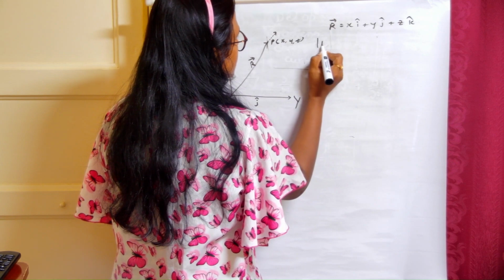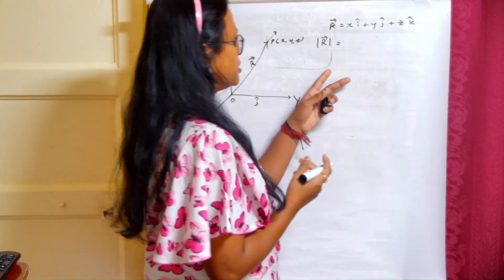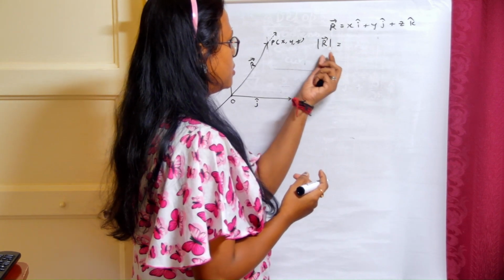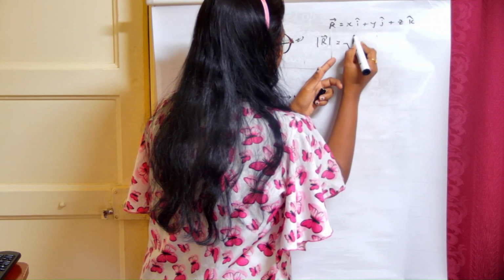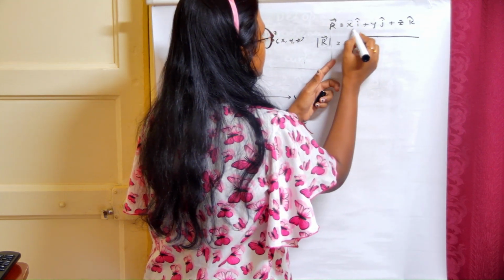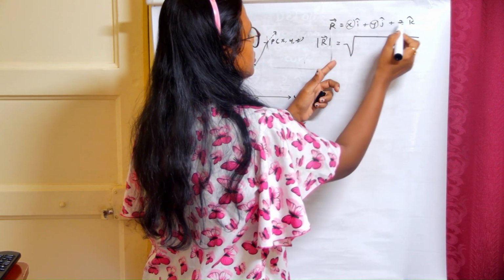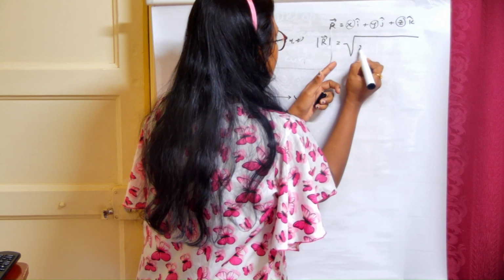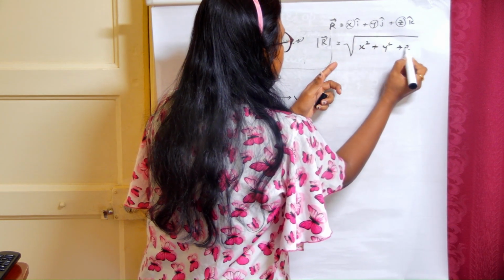And to find out its magnitude, we represent the magnitude as modulus of the vector. It will be square root of the sum of squares of all the vectoral components. That means square root of x square plus y square plus z square.